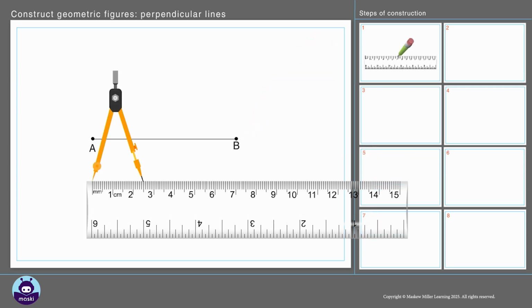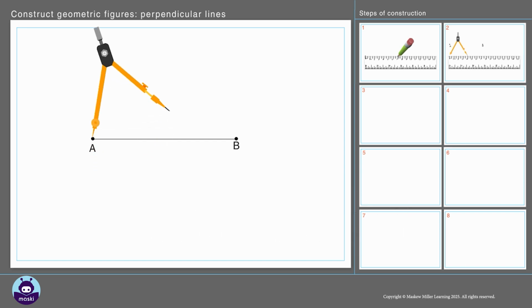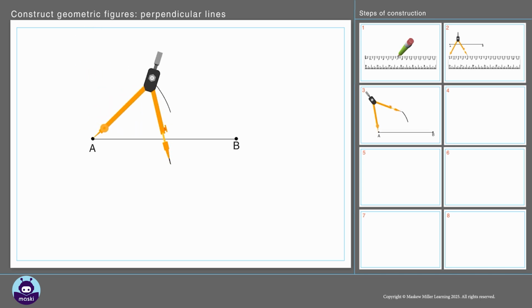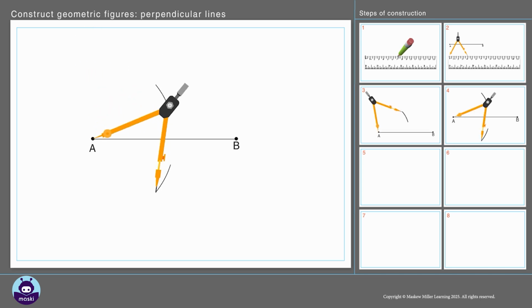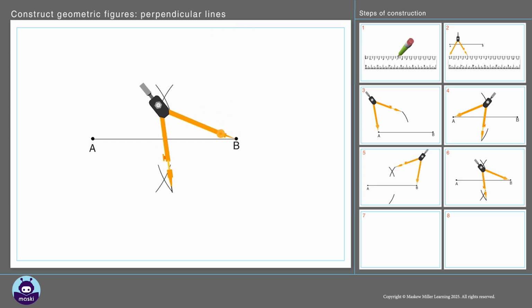Now, widen the compass to any length, say 3 to 4 centimeters, and using point A as the center, draw two arcs, one above and the other below the line segment AB. Using the same width, we now place the point of the compass at point B. We draw two arcs, one above and the other below the line segment AB, intersecting the previous two arcs.